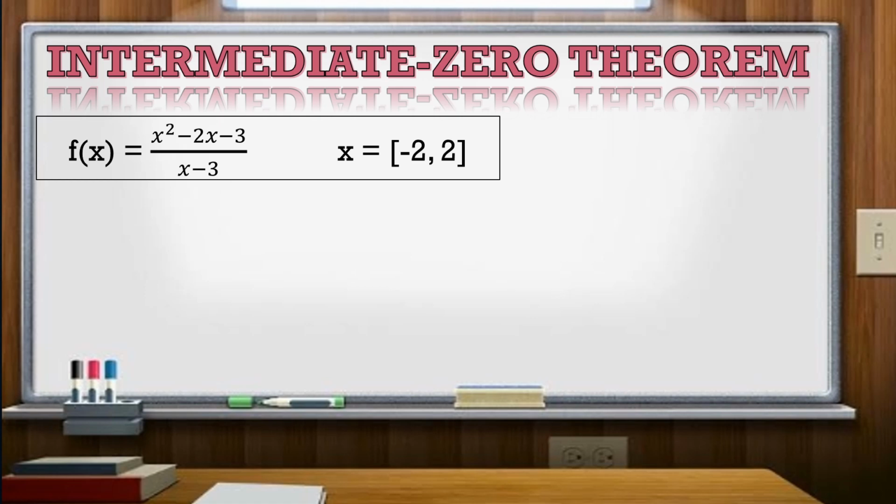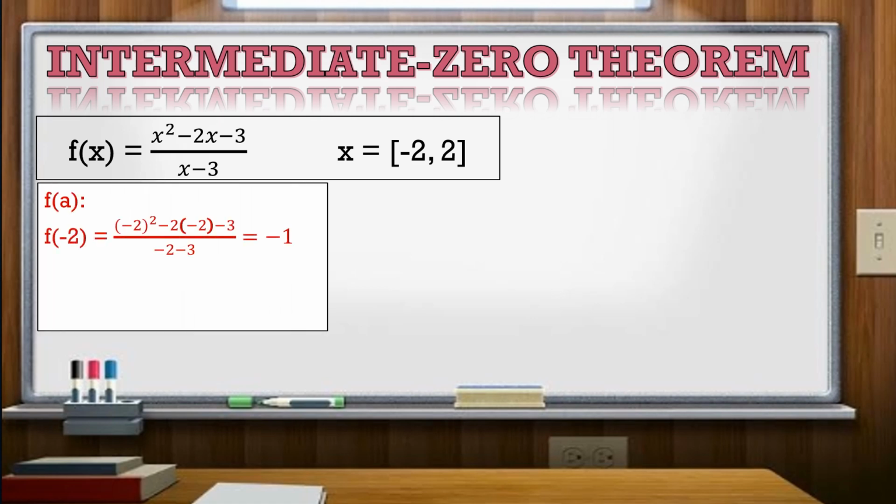So, we have function, rational. Interval natin is negative 2, 2. Ganun pa rin yung paraan. Kunin natin yung f of a. A is negative 2. Substitute to get negative 1. For f of b naman, yung b natin is 2, then substitute to get 3. Now, we will look for the signs. F of a is negative, while f of b is positive.